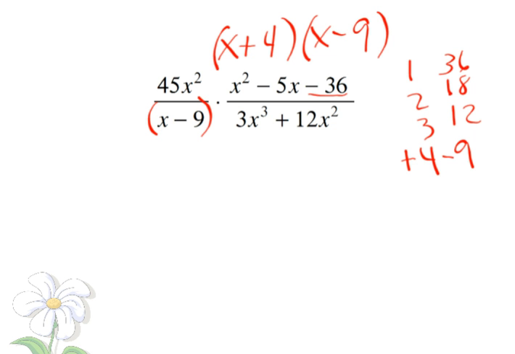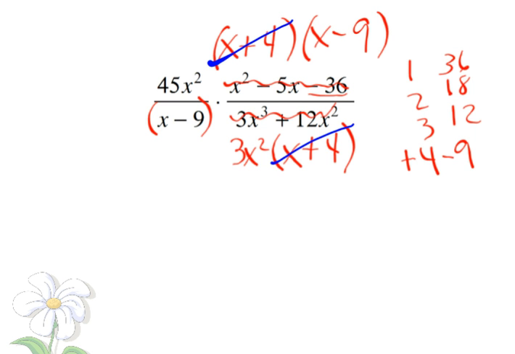And then on the bottom here we have a binomial. So we want to look for those common factors, and it looks like a 3x squared. And that leaves us with x plus 4. Go ahead and scratch those out since I factored them. Now I want to go through and start looking for common factors. We have an x plus 4 on top and an x plus 4 on bottom, an x minus 9 on top and an x minus 9 on bottom.